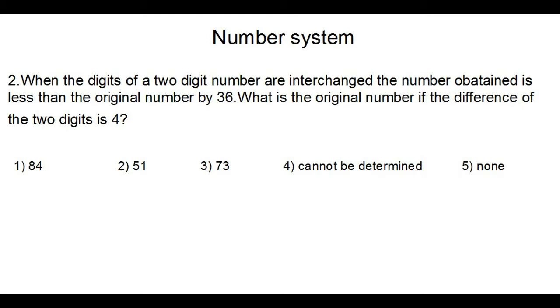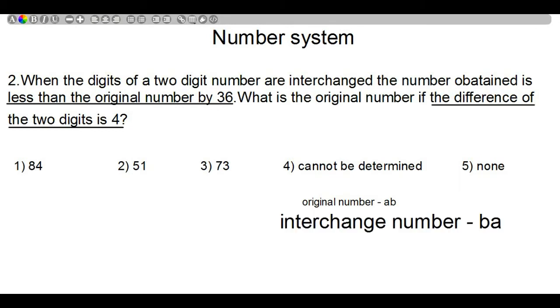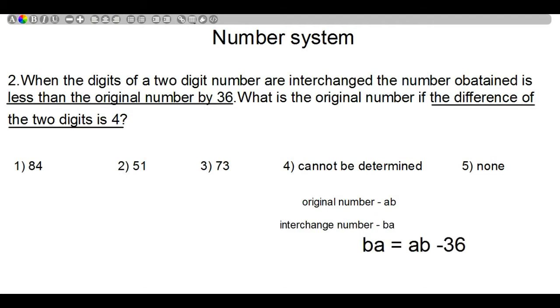Now the first statement here is, when the digits are interchanged, the number that we obtain is less than the original number by 36. So if we say that the original number is AB, then the interchange number would be BA. And as given in the question, the interchange number is less than the original number by 36. So we can say that BA should be AB minus 36. And also we know that the difference between the 2 digits, that is A and B, should be equal to 4. So whichever option satisfies these 2 conditions has to be the correct answer.